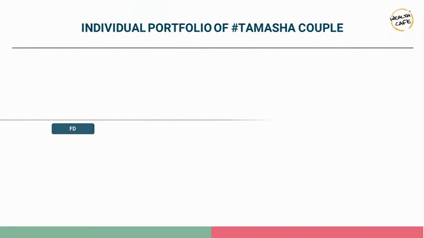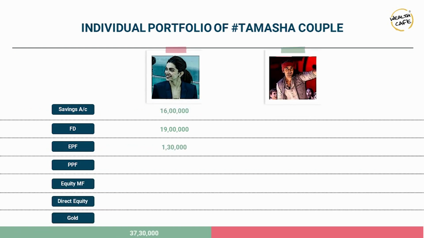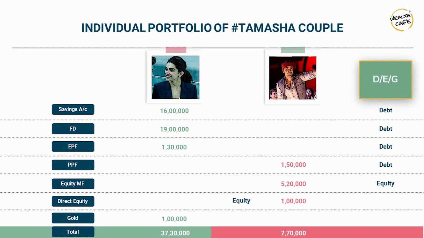If you look at the portfolio of the Tamasha couple, you see that Tara has a total savings of 37.3 lakhs, whereas Ved has a total savings of 7.7 lakhs. While Tara has invested most of her savings in FDs and EPF and a large chunk of it lies in her savings account, she also has a certain amount invested in gold. Whereas Ved has invested a small portion of his money in his PPF account and the rest of it lies in equity mutual funds and shares.